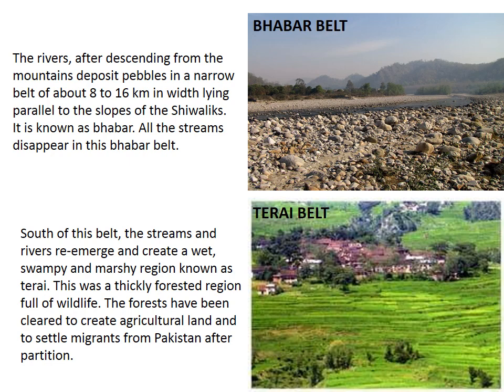The other one is known as the Terai belt, which is just towards the southern part, and the streams are said to re-emerge in this Terai region. It is a wet, swampy, marshy region. It also has a thick forested cover. A lot of wild animals are there, so you will find a lot of sanctuaries present over here. The forests have been cleared in some areas so that people can practice agriculture.